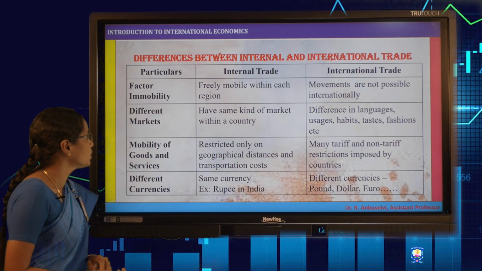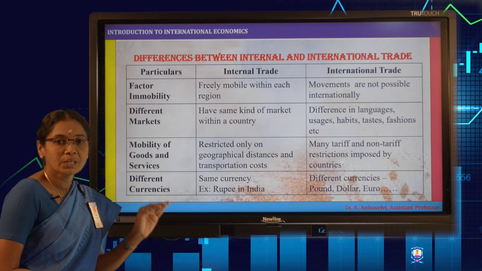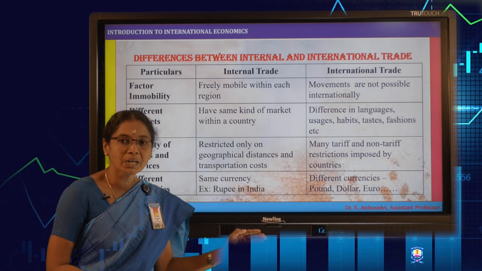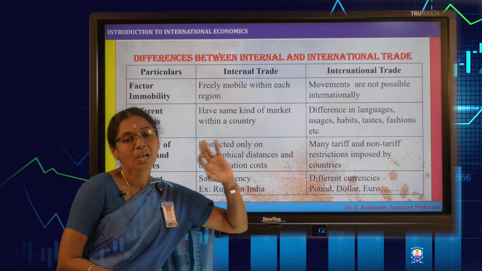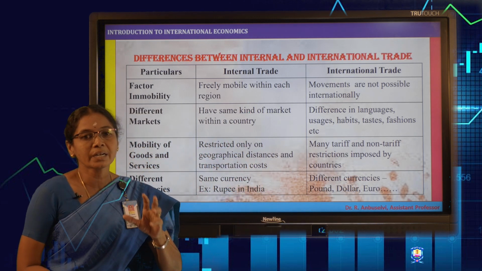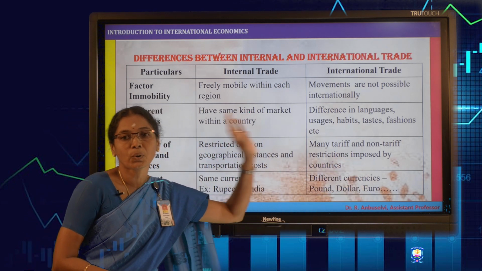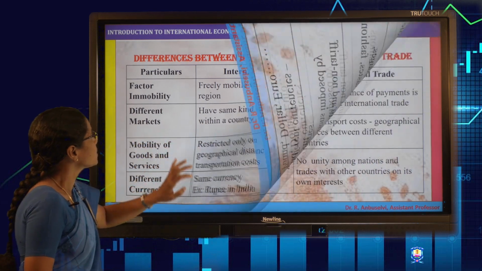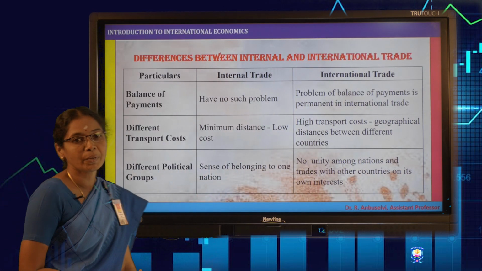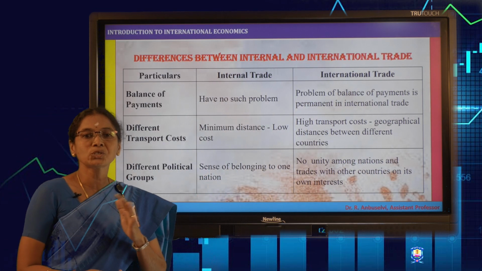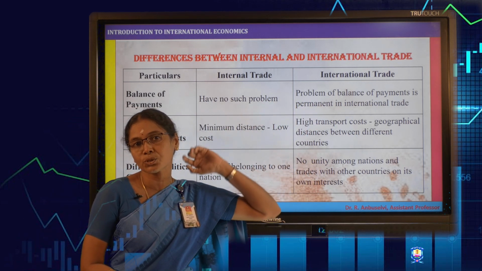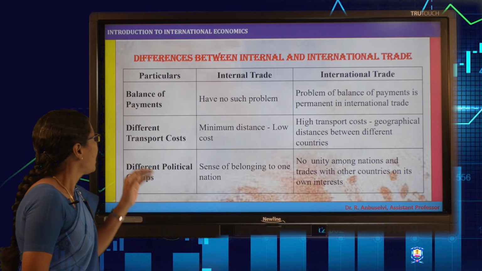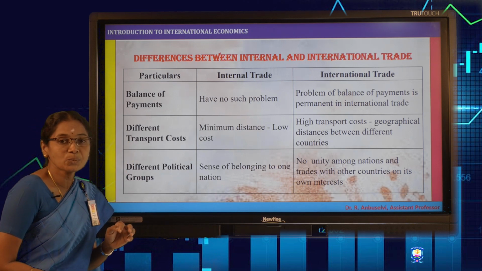And then the fourth important thing is different currencies. Within a country, we use the same currency, but between countries we use different currencies. But mostly world trade depends upon three important currencies. And the next important difference is balance of payment. Within a country, we can see the financial statements, but between countries, a country's progress is analyzed only through the balance of payment.